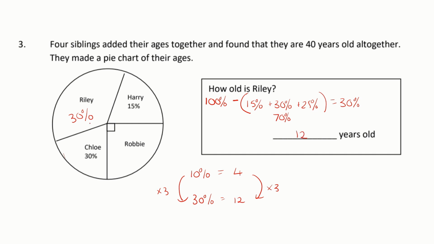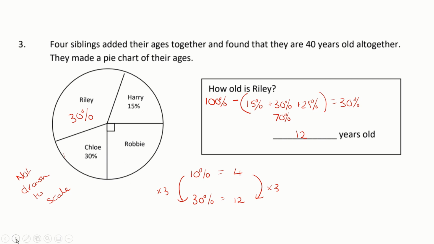Just as an aside, if we look at this pie, we can see that Riley is 30% and so is Chloe. But what do you notice about the section of the pie that they have? If they're 30%, they should both be the same. But in actual fact, Riley here is larger. He's got a larger proportion of the pie. And that's because this pie chart is not drawn to scale. And sometimes you do see that in mathematical questions, not drawn to scale. So you can't make assumptions. You do have to work it out.